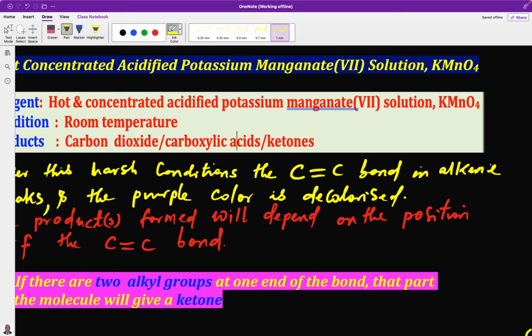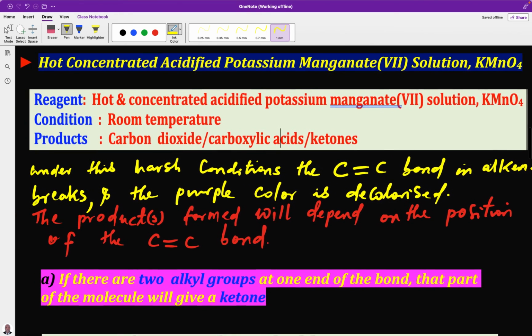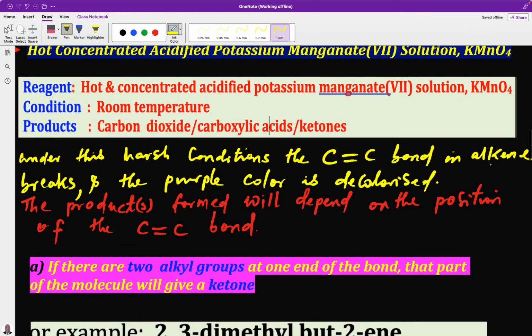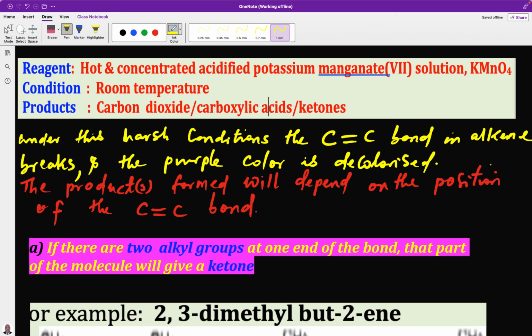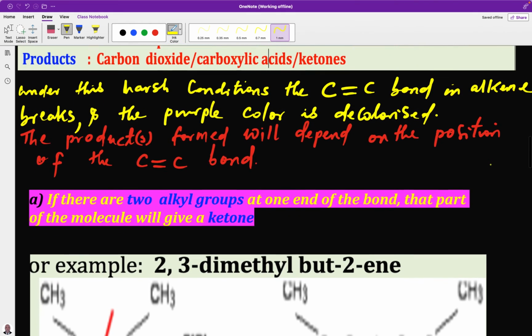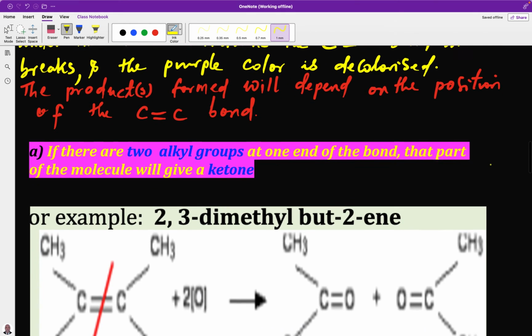The carbon-carbon double bond in the alkene breaks and the purple color is decolorized. Then, for the products, the product formed will depend on the position of the carbon-carbon double bond. One of the conditions is that if there are two alkyl groups at one end of the bond, that part of the molecule will give a ketone.